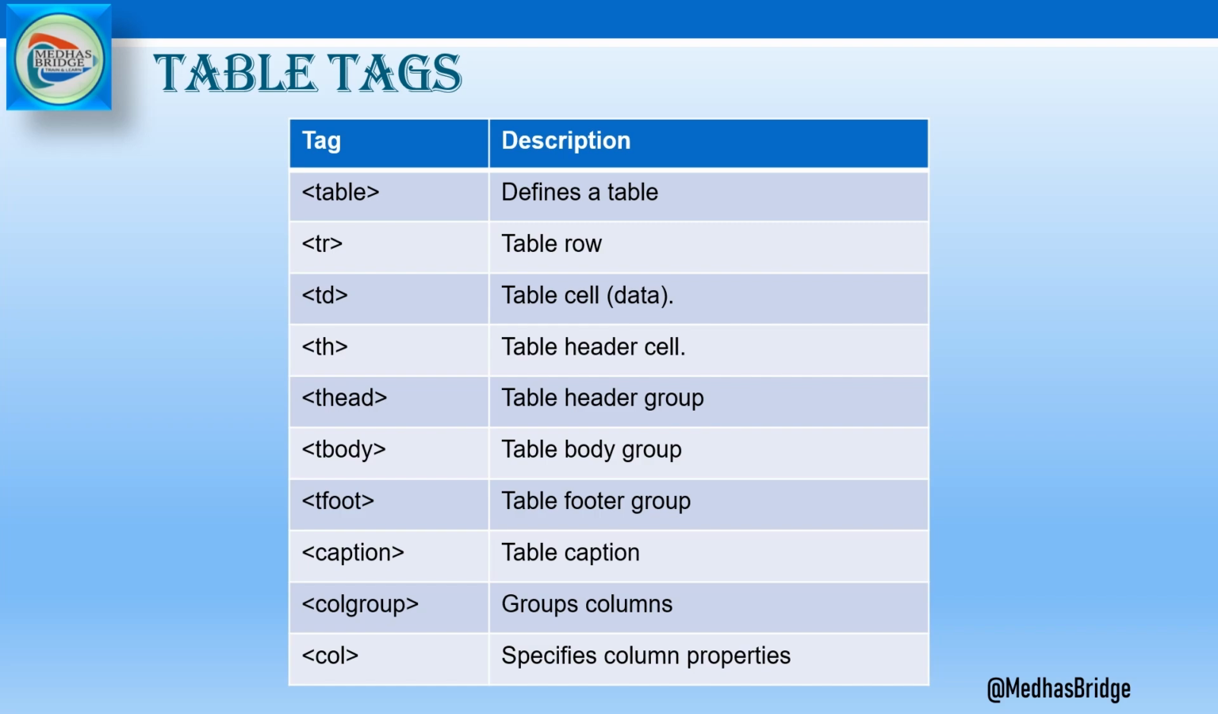Sometimes there is a need to create a table on the web page, displaying data in the form of tables, right? That's why we require a set of tags to support tables. Table defines a table, tr means table row, td means table data, th means table header, right? A table can have a header, so the table header is represented by th. Then thead, tbody, tfoot for header, body and footer groups, and caption for the table caption. Colgroup groups the columns, and col specifies the column properties. These are the tags that we use for creating a table on the web page, known as table tags.